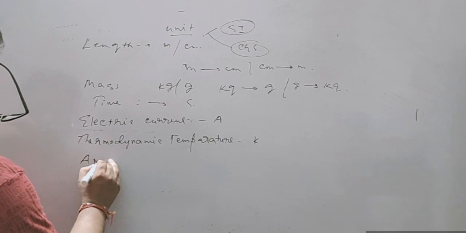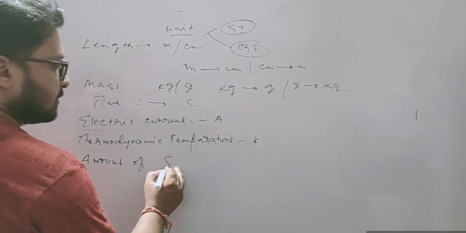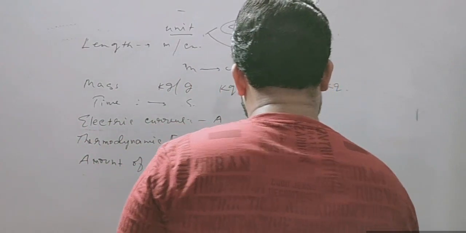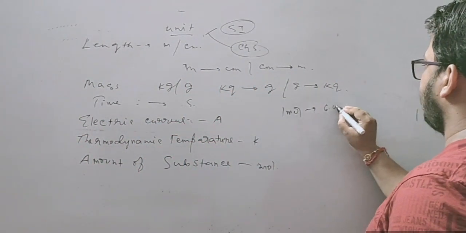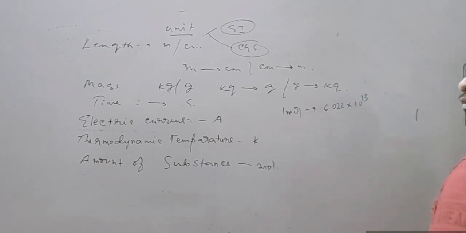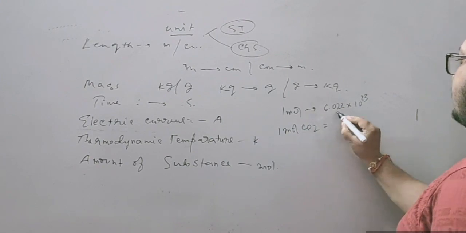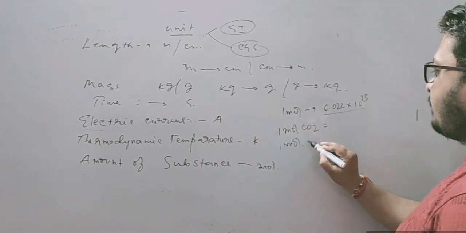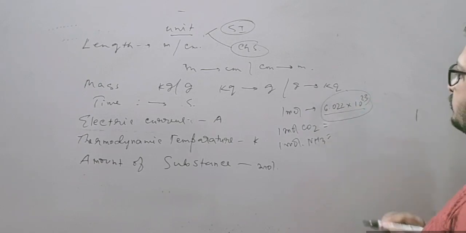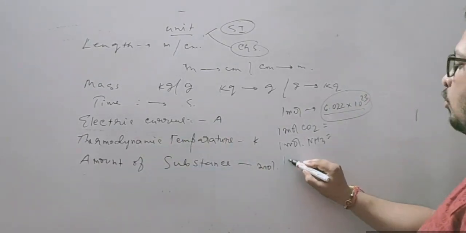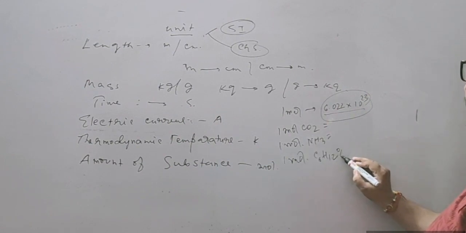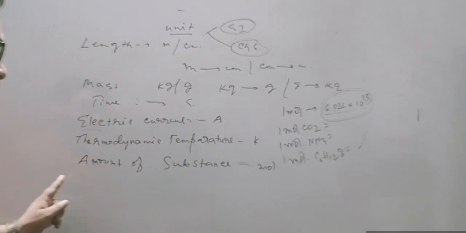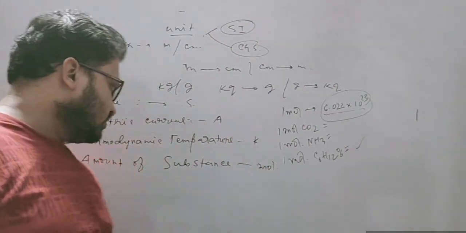Amount of substance, the amount of substance, that is mole. We came to know that 1 mole of any substance means 6.022 into 10 to the power 23. 1 mole carbon dioxide means 6.022 into 10 to the power 23 number of carbon dioxide. 1 mole ammonia means also 6.022 into 10 to the power 23 number of ammonia. 1 mole C6H12O6 is also 6.022 into 10 to the power 23 glucose, right? So amount of substance is measured by mole unit, okay?